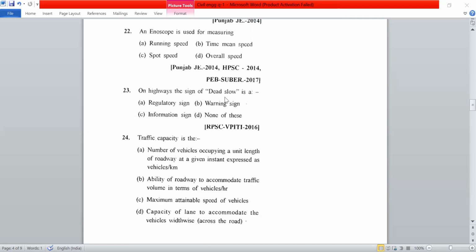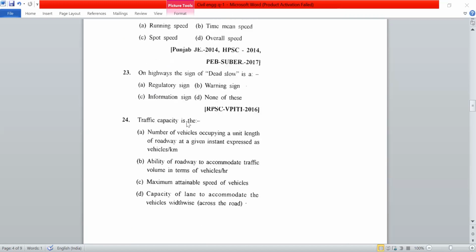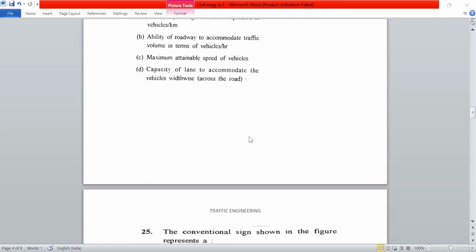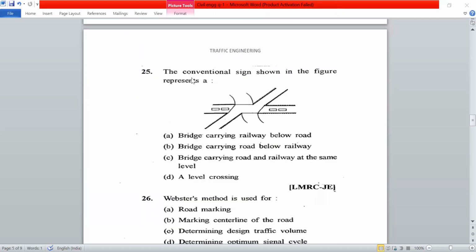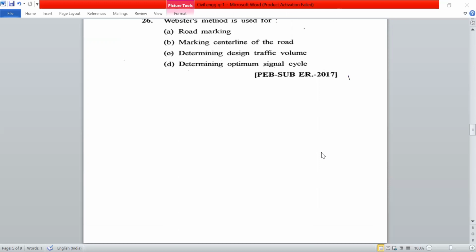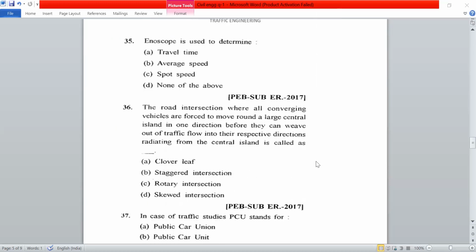On highways, the sign of dead slow is a regulatory sign. Traffic capacity is the ability of roadway to accommodate traffic volume in terms of vehicles per hour. Conventional sign represents bridge carrying a railway below road. Webster method is used for determining optimum signal cycle. Anoscope is used to determine spot speed.